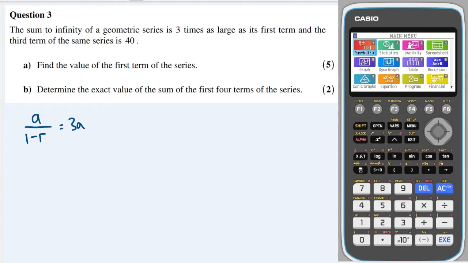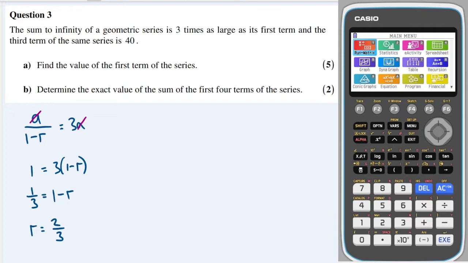Okay, we can divide through by a here. And then we can multiply up by 1 minus r, which gives us 1 is equal to 3 lots of 1 minus r. Expanding out, or sorry, dividing by 3 gives me a third is equal to 1 minus r. So that means that r must equal 2/3.